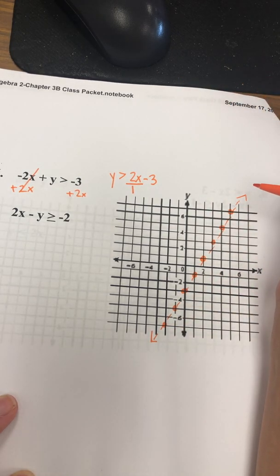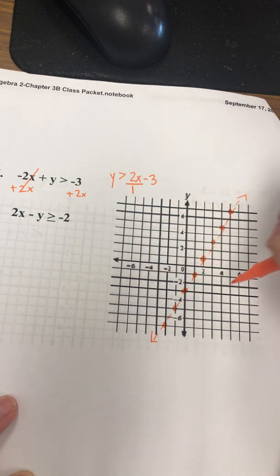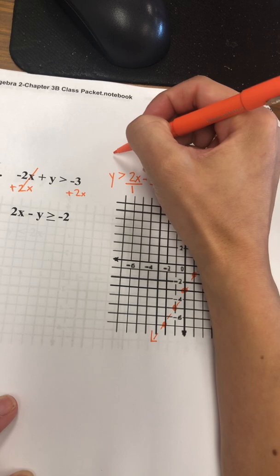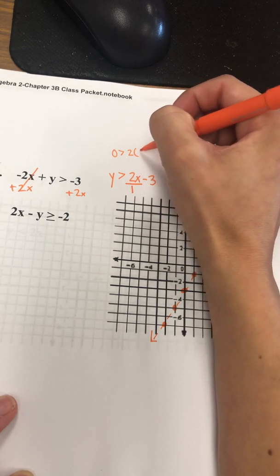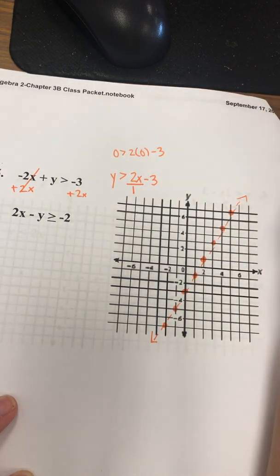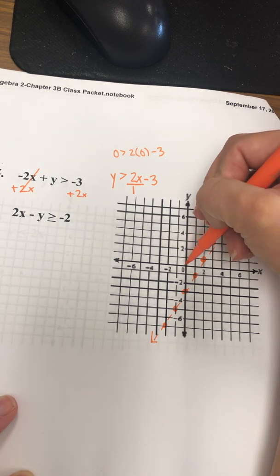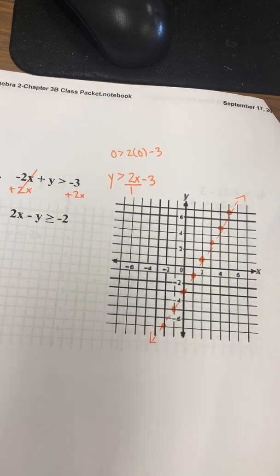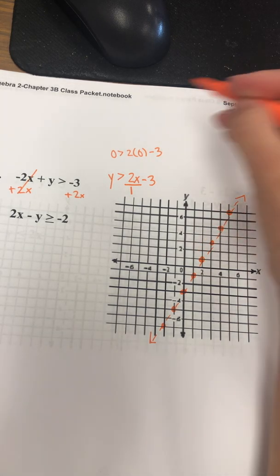And then to figure out which side of my line I'm going to shade, I'm going to use the test point 0, 0. So that means for both y and x, I'm going to plug in a 0 and see what it simplifies down to. You can always use the test point 0, 0 unless your line actually goes through that point. Then you would have to pick a different point on your graph to test. But if you can use 0, 0, I would, just because that's the easiest to plug in.